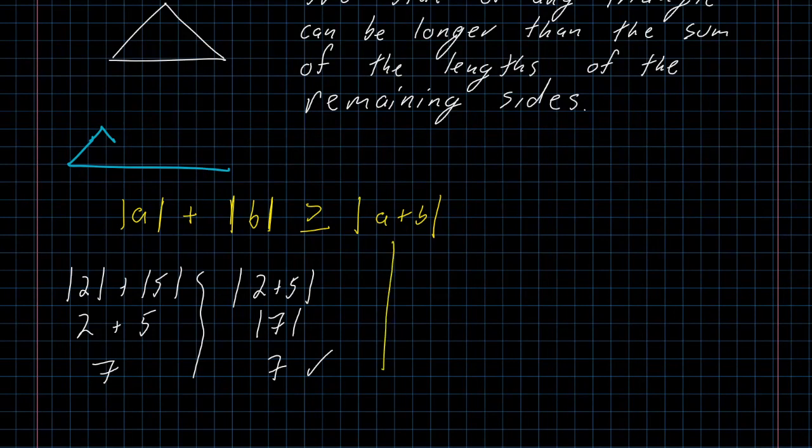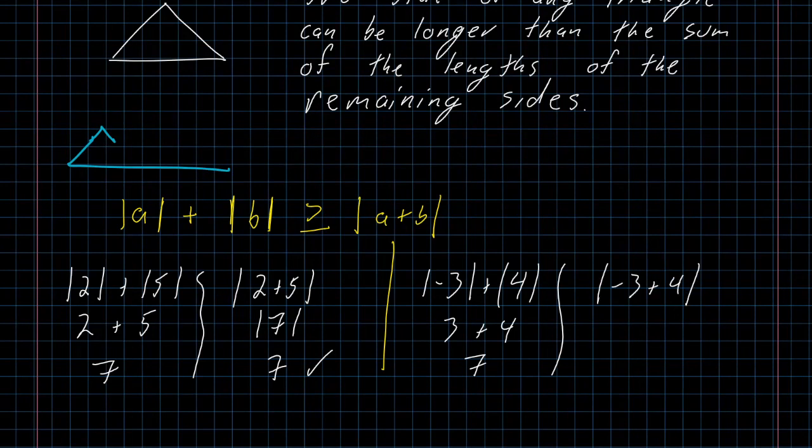If I choose a positive and a negative number, -3 and 4. Well, the absolute value of -3 is 3, the absolute value of 4 is 4, 3 plus 4 is 7. Or on the other side, -3 plus 4 is 1, and the absolute value of 1 is 1. It's not the same, but the relationship we're looking for is greater than or equal, and that is still satisfied.